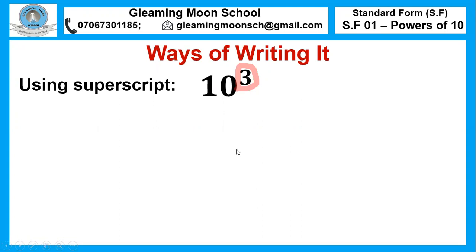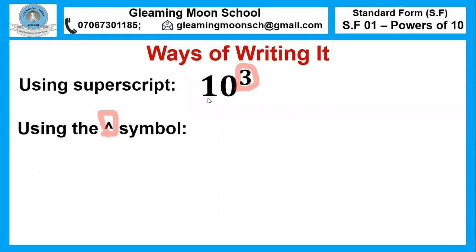Another way we write it is by using this symbol, okay? This symbol here that looks like a V that is written upside down is another way of writing power. So for example, as we have 10 raised to the power of 3, using this symbol, we will have something like this. You have 10 symbol 3. It means exactly the same thing as 10 raised to the power of 3.